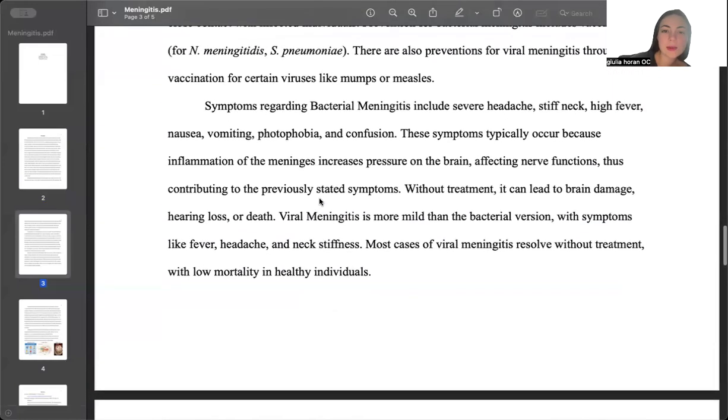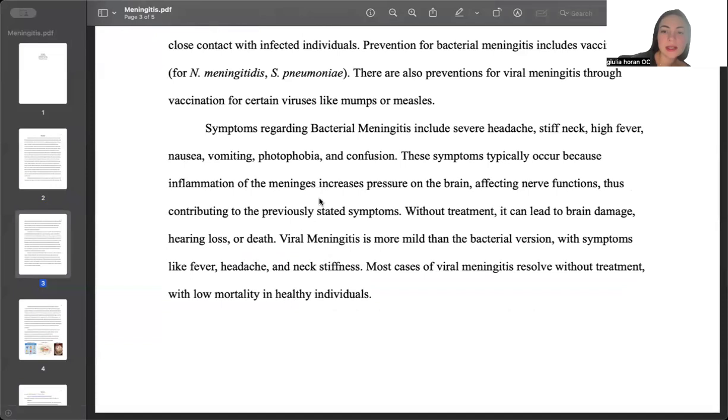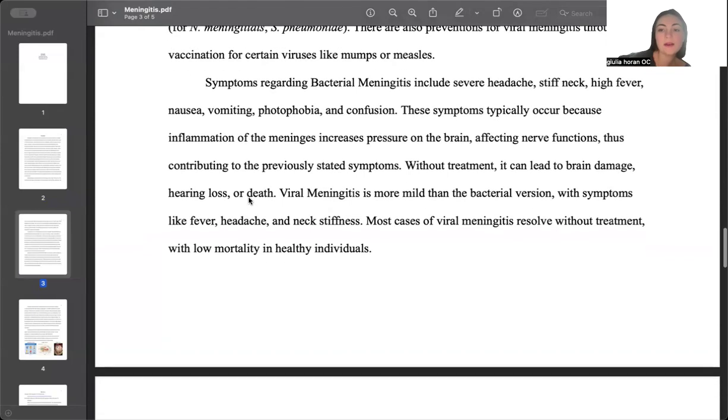Symptoms regarding bacterial meningitis include severe headache, stiff neck, high fever, nausea, vomiting, photophobia, and confusion. These symptoms typically occur because inflammation of the meninges increases pressure on the brain, affecting nerve functions and contributing to the previously stated symptoms. Without treatment, it can lead to brain damage, hearing loss, or death.